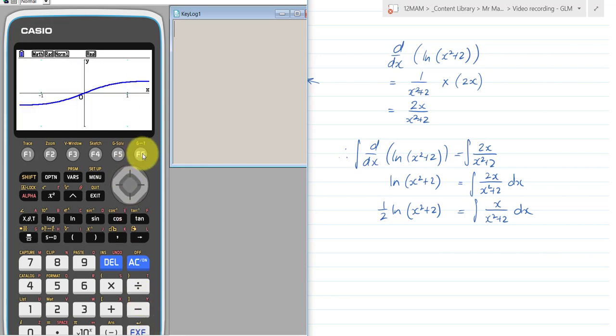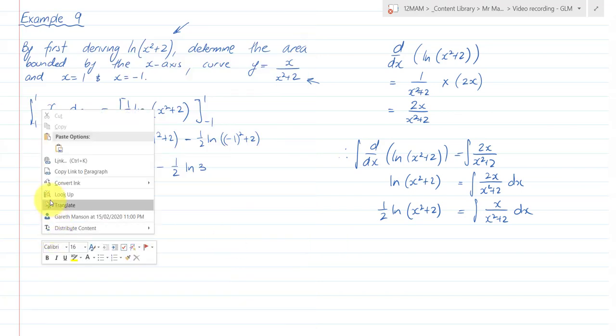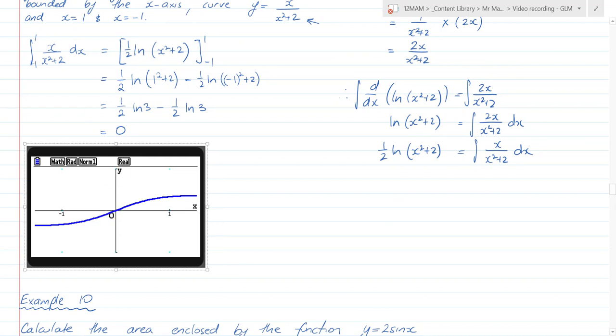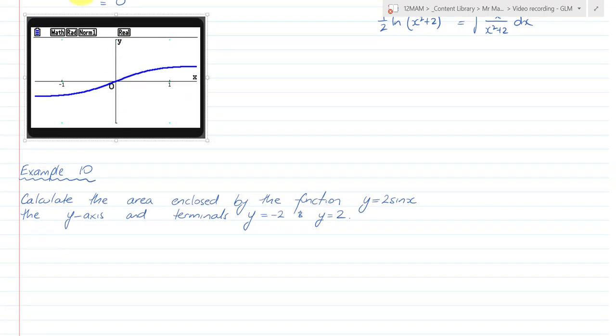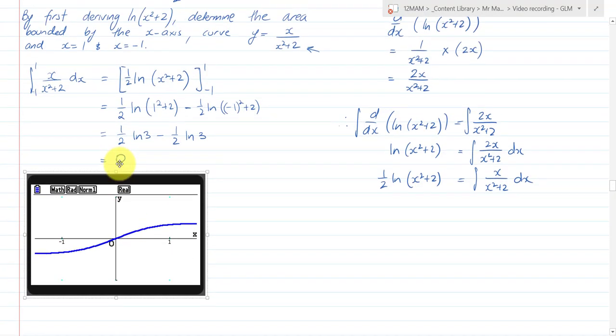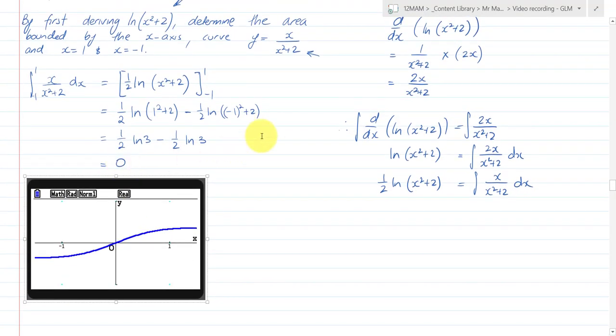If I draw that, there's my graph. And so I've copied that graph and I'll paste it here. And now this is the point where I recognize that I have got an issue, and that is that the graph crosses the axis at 0, and so therefore I'm going to have a look at my integral differently.